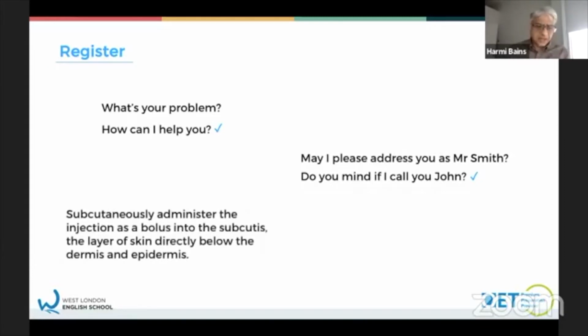Okay, and finally here, subcutaneously administer the injection as a bolus into the subcutis, the layer of skin directly below the dermis and epidermis. Okay, I'm sure you can see what's wrong with that. Remember, you're talking to a non-medical person, a patient who has no medical knowledge. So that's completely inappropriate. You've got to avoid using medical words. And it's just a lot simpler.